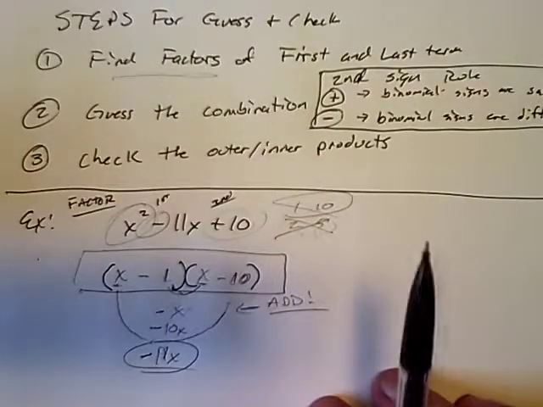All right, let's try another one here. We'll do 2 more here. All right, so the next one I want to try, what happens if that second sign is a negative? All right, so let's take a look.